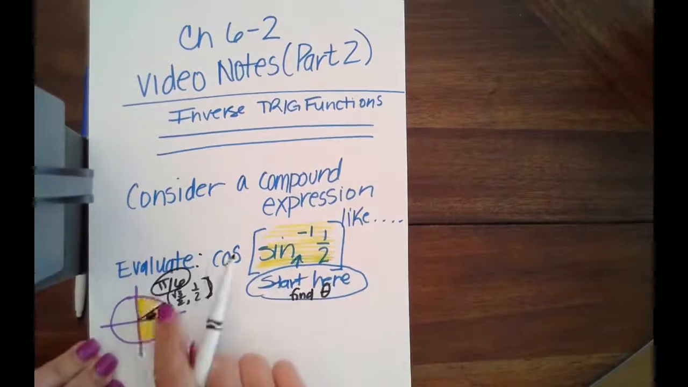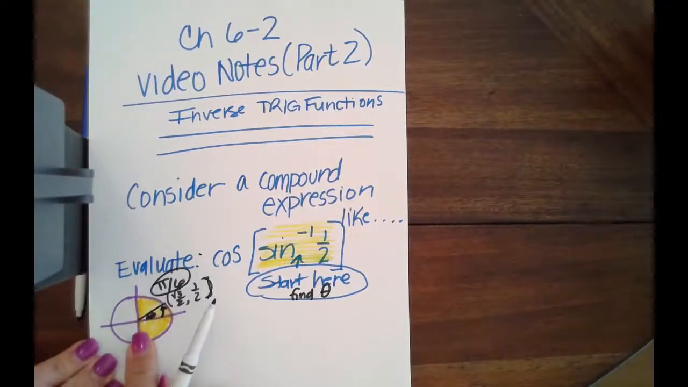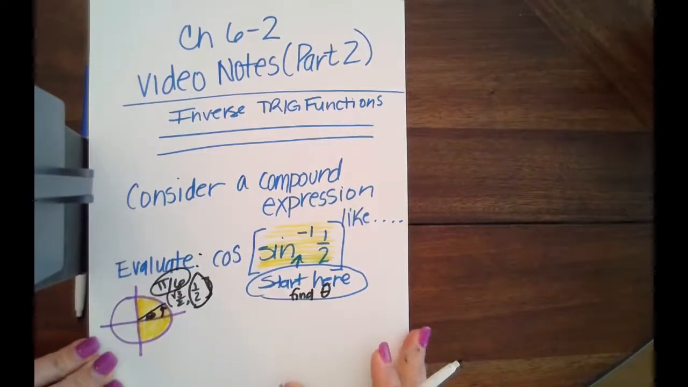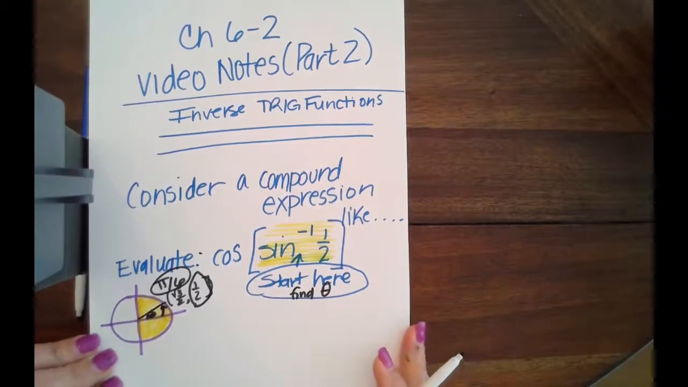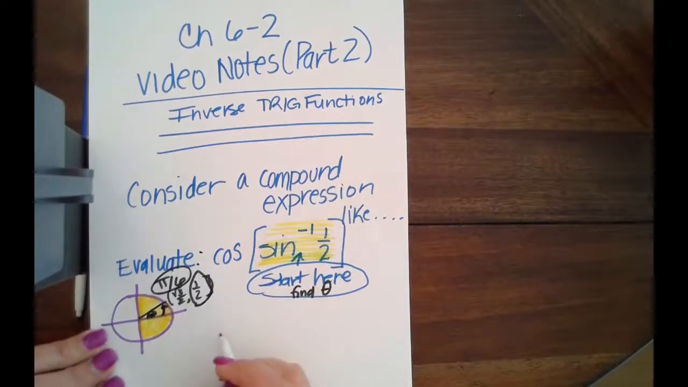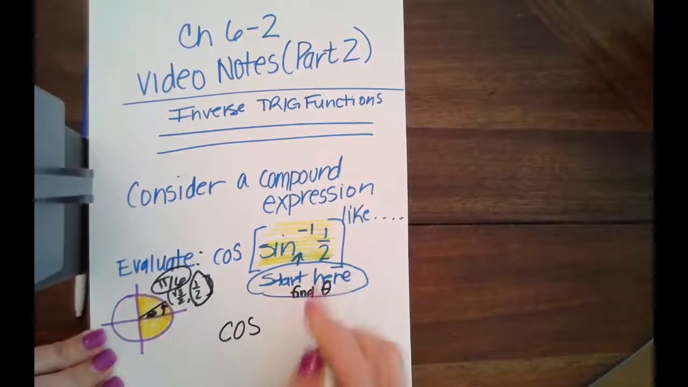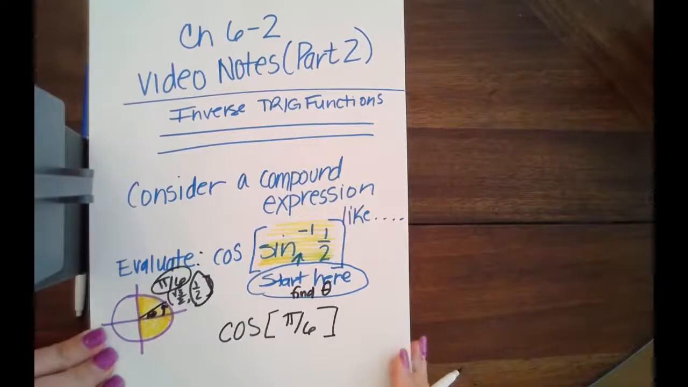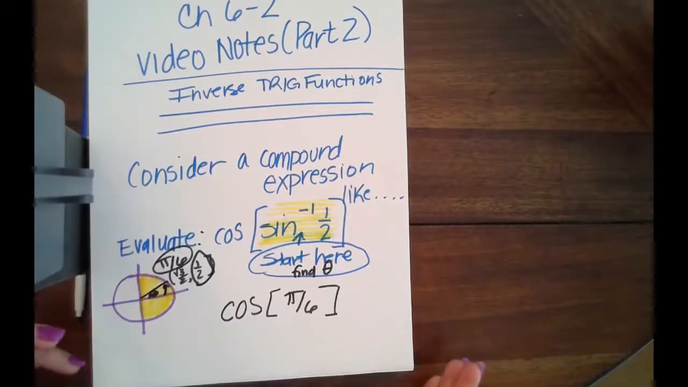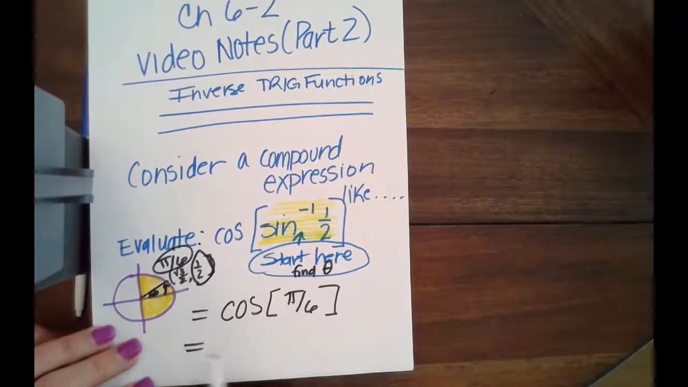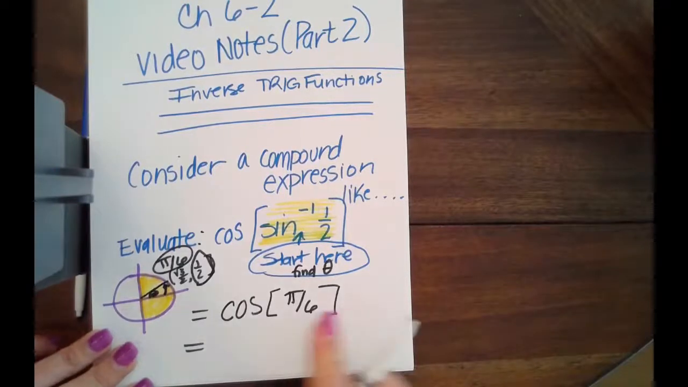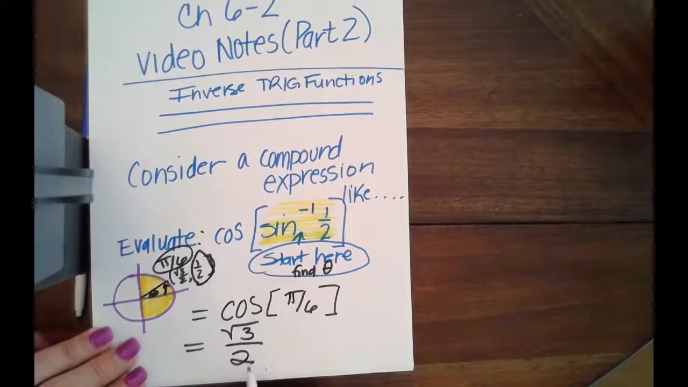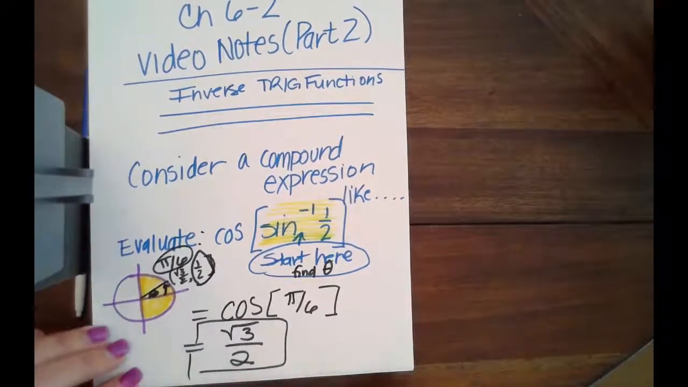In this quadrant 1 to quadrant 4 restricted area, there's only one theta that meets the requirement of having a sine value, or y coordinate, of 1/2. So now I've figured out the inside, and it is pi over 6. Now all you're being asked is what is the cosine of pi over 6? The cosine of pi over 6 is the x coordinate at that same location, so the final evaluation would be radical 3/2.